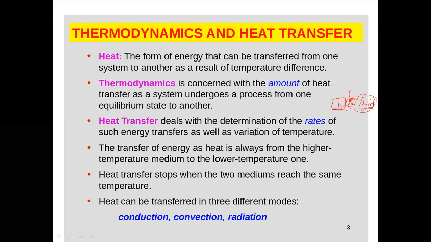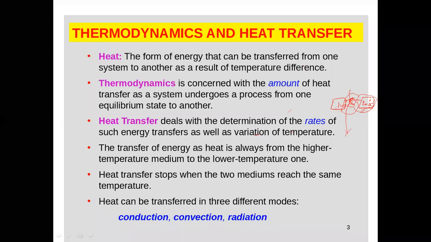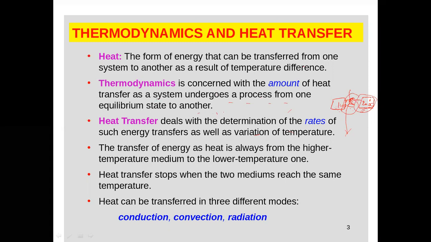In thermodynamics, we are concerned with the amount of heat that is flowing. We only calculate the amount of heat transfer as the system undergoes a process from one equilibrium state to another equilibrium state. In heat transfer we draw the TS diagram, whereas in work transfer we draw the PV diagram. That is the difference between heat transfer and work transfer.